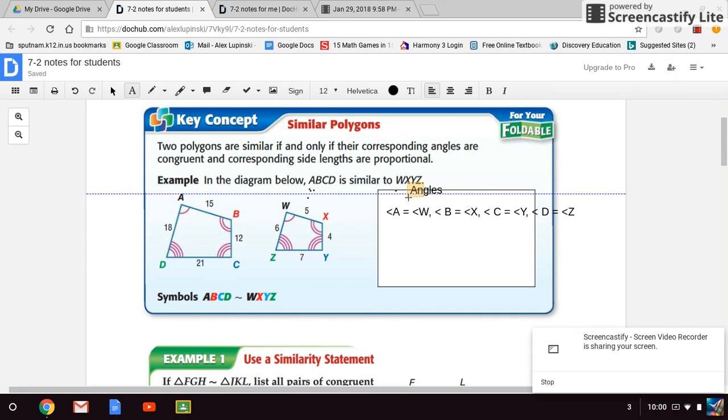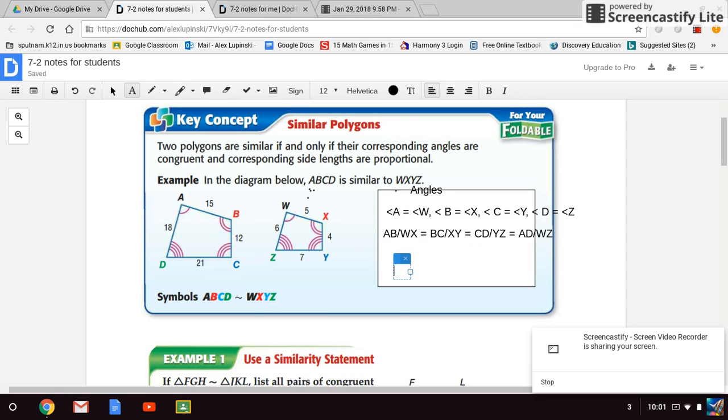That's pretty easy to see, but the fun part is we have a bunch of proportions from these, like AB divided by WX is proportional or equal to BC divided by XY, which is equal to the next sides, CD divided by YZ, which is also equal to AD divided by WZ, so those are all equal.